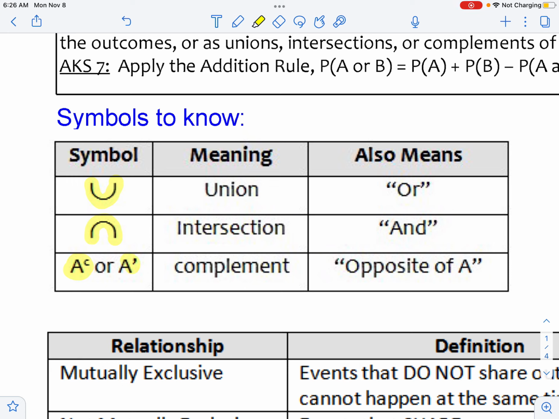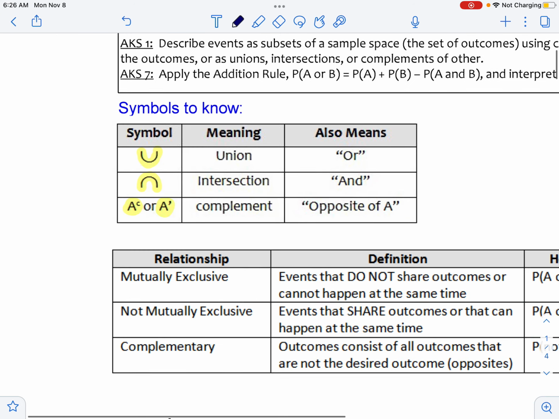A to the c power, or A with an apostrophe, stand for the complement. It is the opposite of A. So for example, let's think about flipping a coin. If A is that I flip a heads, A complement is that I flip a tails. So that's what the complement means.